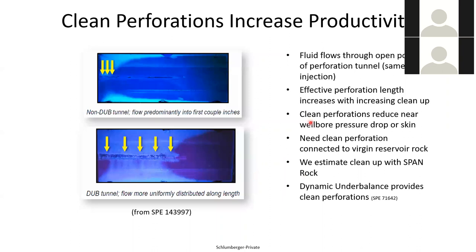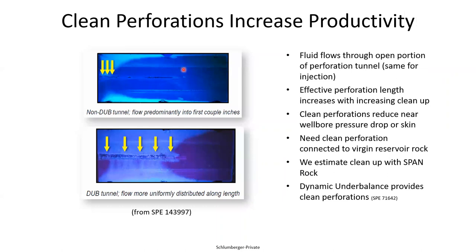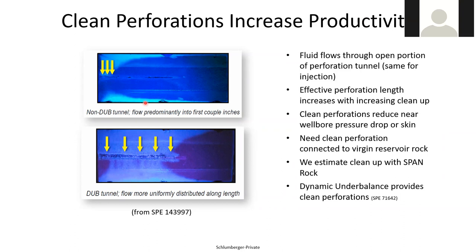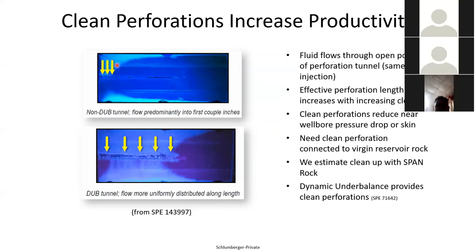So this is an example. This is actually experimented with cores and injecting some fluids. We can see that over here, the only part, this light blue color, is basically the flow through the tunnel. And we can see over here that only this part of the tunnel is effective. This is with a perforation tunnel that was performed without underbalance, okay? We have only this part of the perforation tunnel being active to the flow.